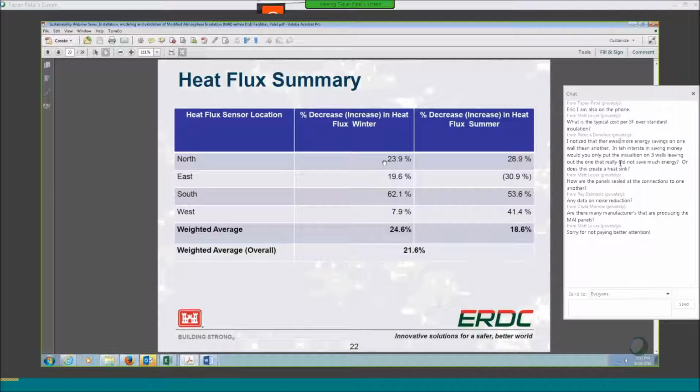But right. How many manufacturers of MAI panels are there on the U.S. market now? So MAI, as far as I'm aware, there's only one. VIP, there's several.